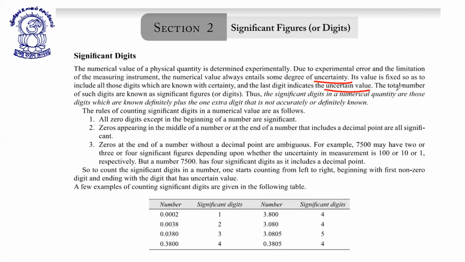In the same way, the total number of such digits are known as significant figures. So in significant figures, we write only the digits, not the entire number. Thus, the significant digits in a numerical quantity are those digits which are known definitely plus one extra digit that is not accurately or definitely known.